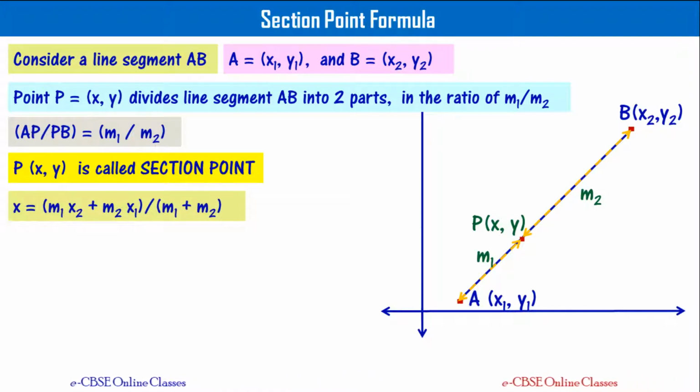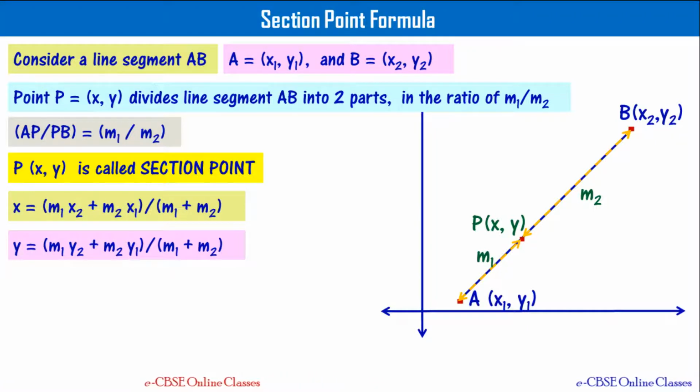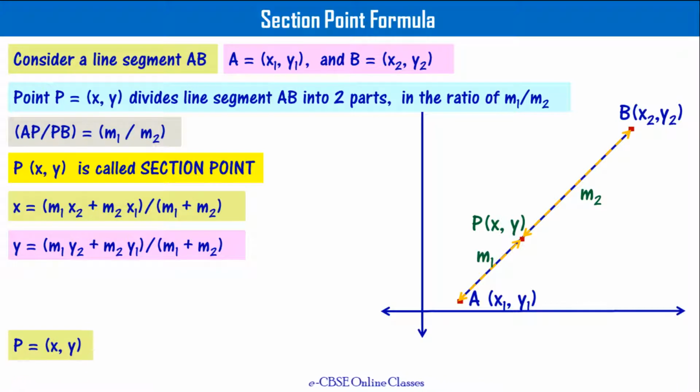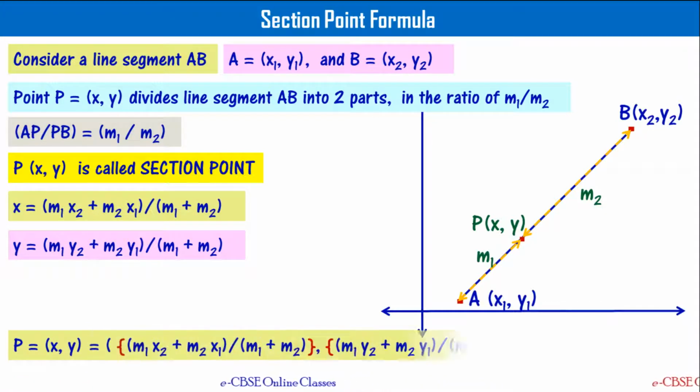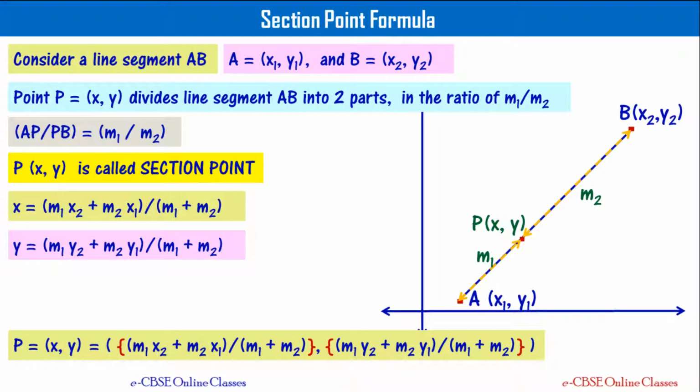And in the previous video, we have shown that x component of the section point can be written as x equal to m1 x2 plus m2 x1 divided by m1 plus m2. And y component of section point can be written as m1 y2 plus m2 y1 divided by m1 plus m2. It means that we can write section point P, that is equal to x comma y, as m1 x2 plus m2 x1 divided by m1 plus m2, comma m1 y2 plus m2 y1 divided by m1 plus m2. Please take a note of this formula. We would be using this formula to solve few application problems in this video.